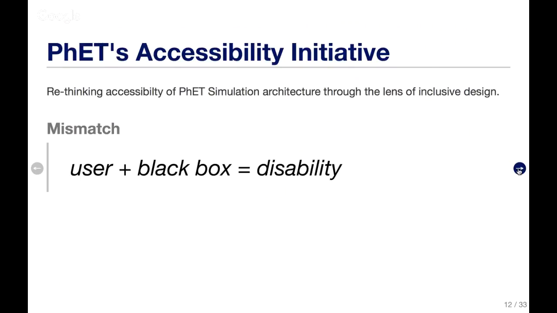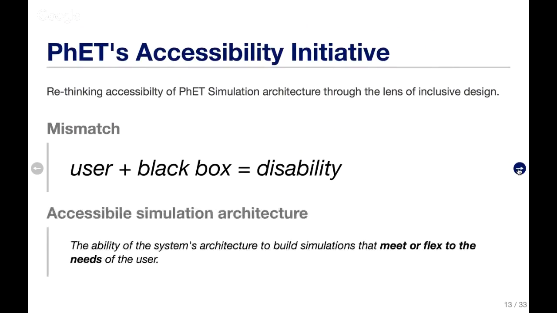And Estelle just covered this in her talk, but it's defined through inclusive design. Accessibility is defined as a mismatch between the user and the user interface. So a user plus a black box equals a disability. Accessible simulation architecture is the ability of the system's architecture to build simulations that meet or flex to the needs of the user. So we want to make our sim more flexible to meet the needs of more students.